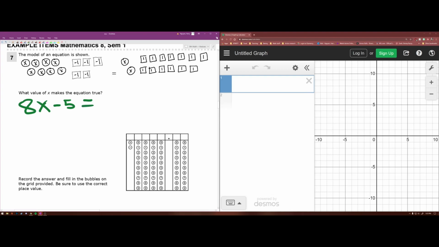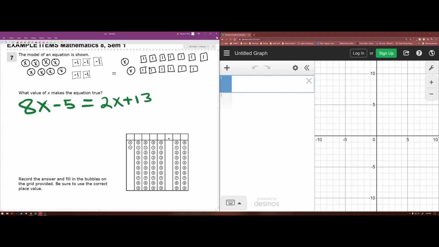Let's see how many x's we have. We have 1, 2 x's. And again, these are positive x's, so it's just going to be 2x. And then we're going to count how many ones we have. 1, 2, 3, 4, 5, 6, 7, 8, 9, 10, 11, 12, 13. And these are positive ones, unlike the other ones. So I'm going to do plus 13.